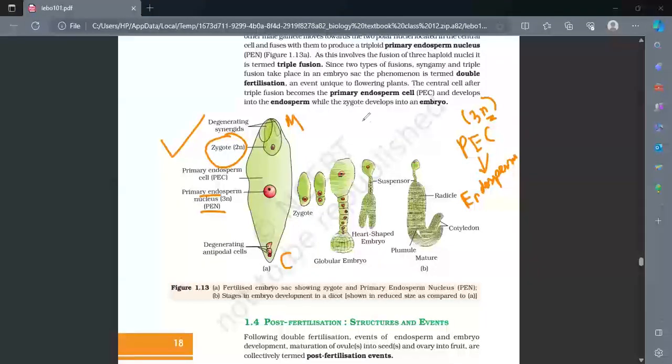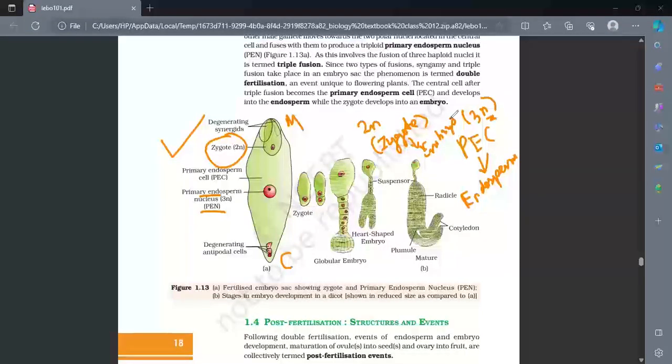What is happening to the other structure, the zygote? What is the ploidy of the zygote? It is 2n in number. What is the fate of the zygote? The fate of the zygote is that it gets converted into an embryo, right? So very small questions are asked regarding this: the fate, the ploidy, and what happens to these structures.